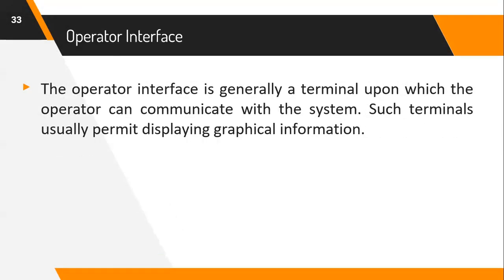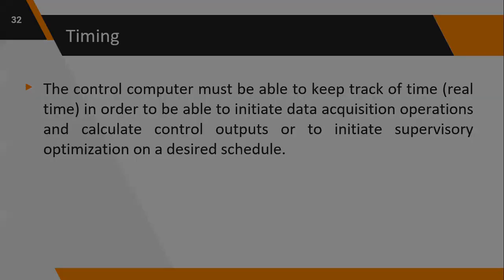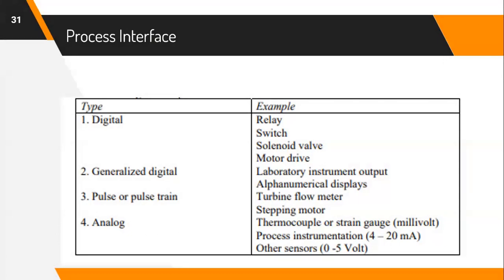Process interface: a typical plant with a large number of variables contains an abundance of process information data. Therefore, process information can be classified under several classes or groups. Then a specialized device can be used to transfer all information of a specific class into and out of the computer. So there are categories of process information. First, digital, and examples of it are relay, switch, solenoid valve, or motor drive. Under generalized digital are laboratory instrument output, alphanumerical displays, pulse or train, turbine flow meter, stepping motor, and lastly, analog type. Examples of it are thermocouple or strain gauge, process instrumentation, and other sensors.